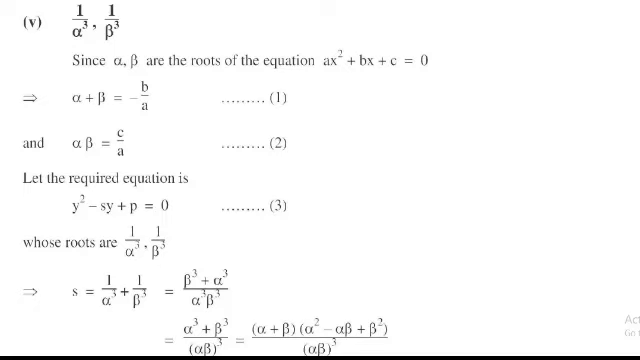In this lecture, I will discuss chapter number 4, quadratic equation, exercise number 4.6, question number 7, part number 5. That is most relevant from the paper's point of view. So let's start: 1 over alpha cube, 1 over beta cube.